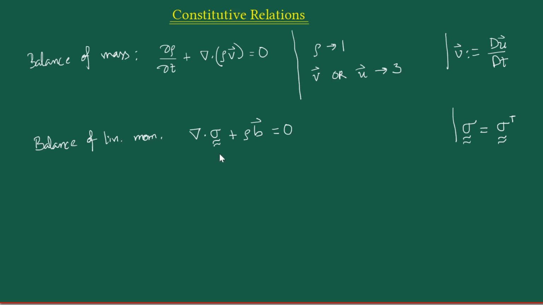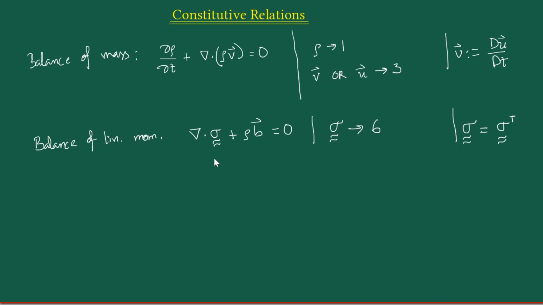And how many unknowns are present here? In this sigma stress tensor, we have 6 independent components, and these we'll consider as unknowns. So in total, how many do we have? 1 plus 3, 4 plus 6, 10 unknowns till now. And these are the equations that we have. How many equations do we have here? This is a single equation, and this here is basically 3 equations.